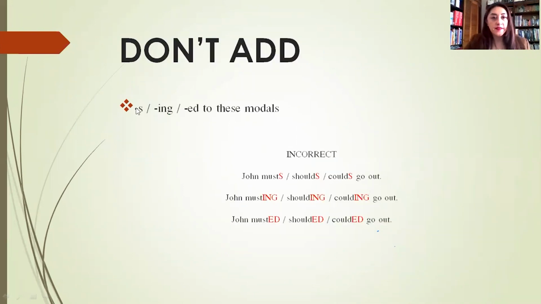Don't add ing and ed suffixes to must, should, or could. For example, "John musting, shoulding, or coulding go out" is incorrect. "John mustn't, shouldn't, couldn't go out" is also incorrect.